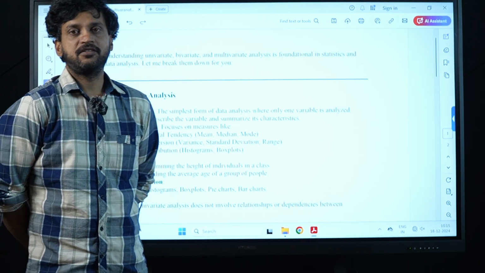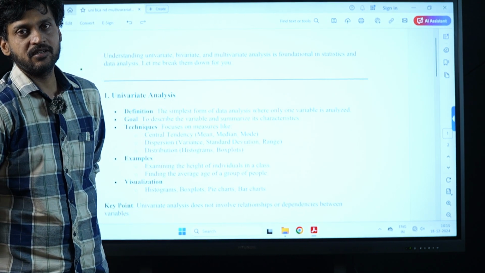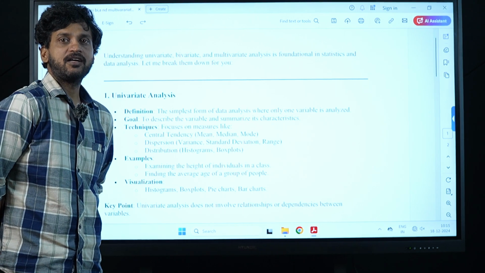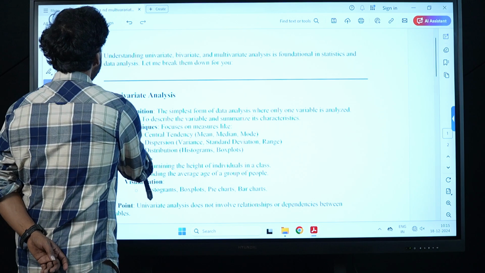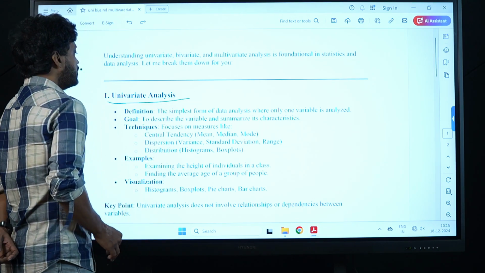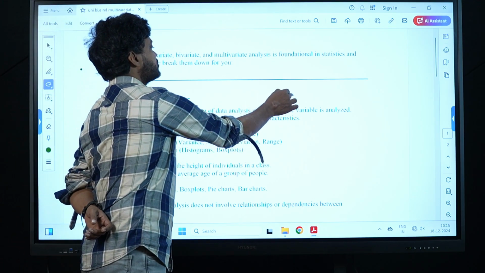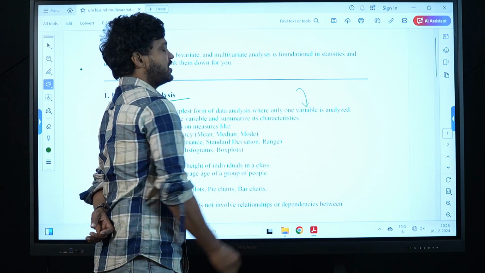Now let us understand various data analysis techniques: univariate, multivariate and bivariate analysis. Let us start with univariate analysis, the simplest form of data analysis where only one variable is analyzed.